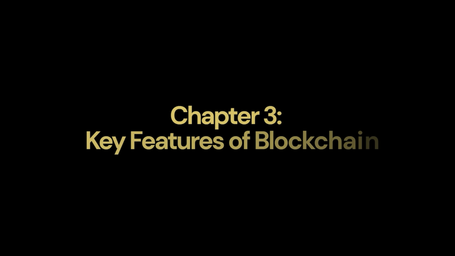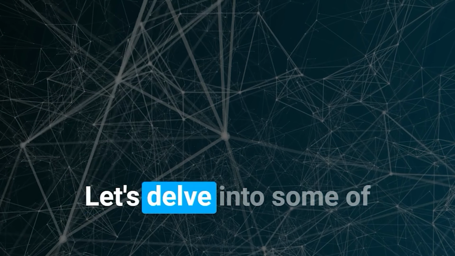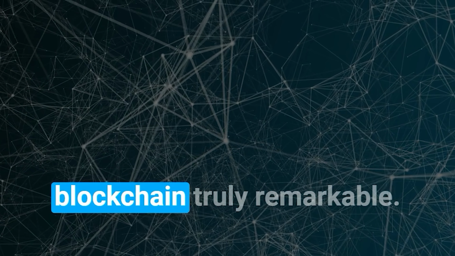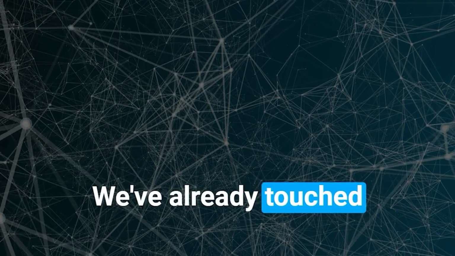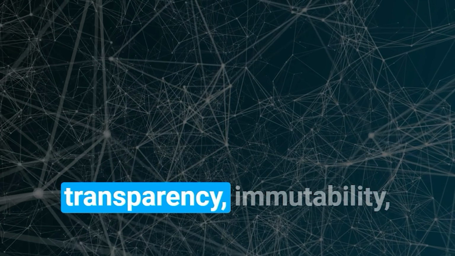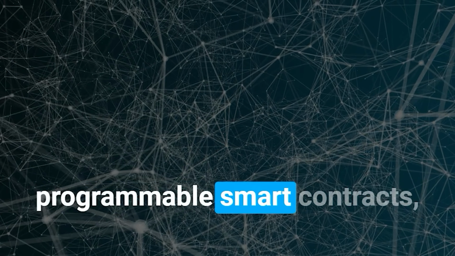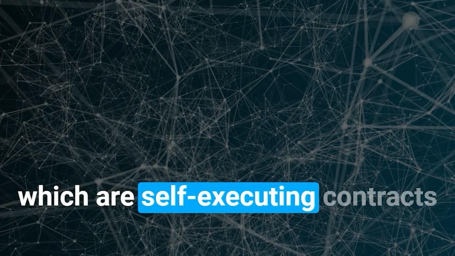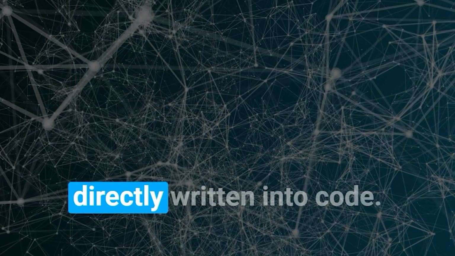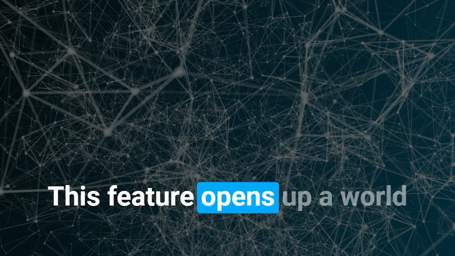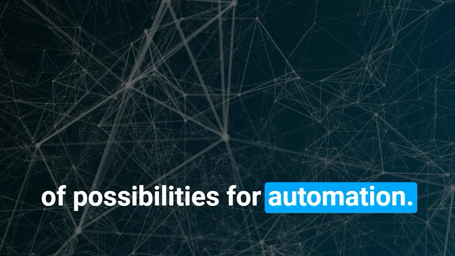Chapter 3: Key features of blockchain. Let's delve into some of the key features that make blockchain truly remarkable. We've already touched on decentralization, transparency, immutability, and security, but there's more. Blockchain also enables programmable smart contracts, which are self-executing contracts with the terms of the agreement directly written into code. This feature opens up a world of possibilities for automation.